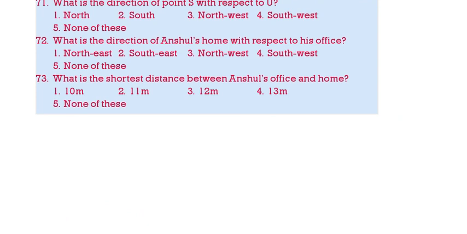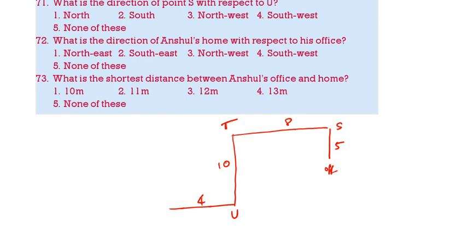See, this is what we got. This is the office. North 5 meters to S, then 8 meters to T, then 10 meters to U, then 4 meters. This is home. This is what we got.